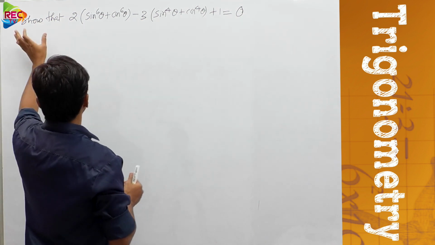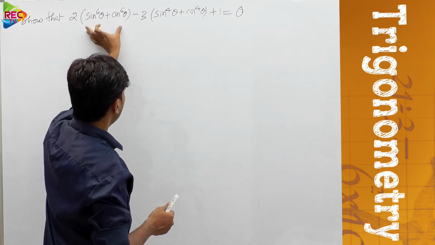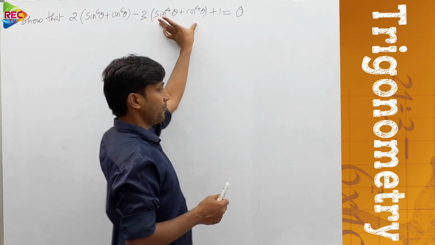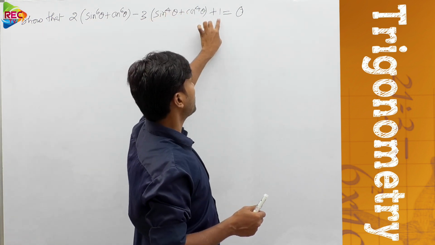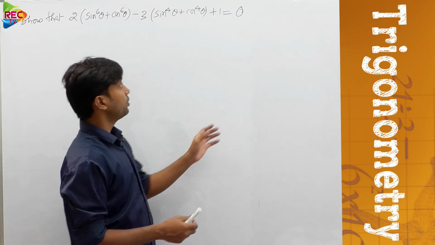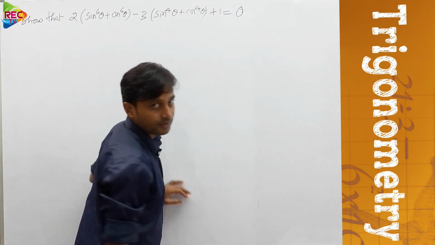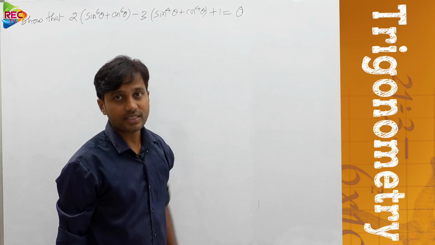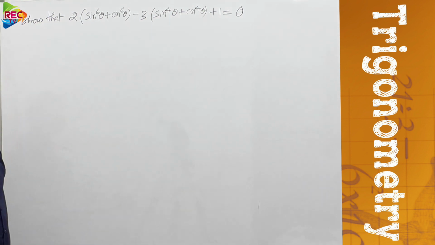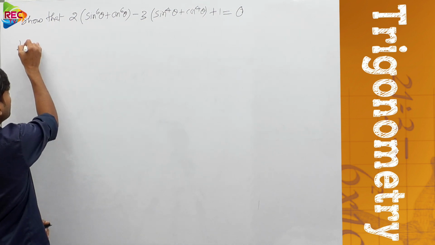Just see. Show that 2 into sine power 6 theta plus cos power 6 theta minus 3 into sine power 4 theta plus cos power 4 theta plus 1 equal to 0. Right, this is the problem. So you need to take this LHS part and prove that it's equal to 0. So how to prove it? Simple thing. Take LHS first.